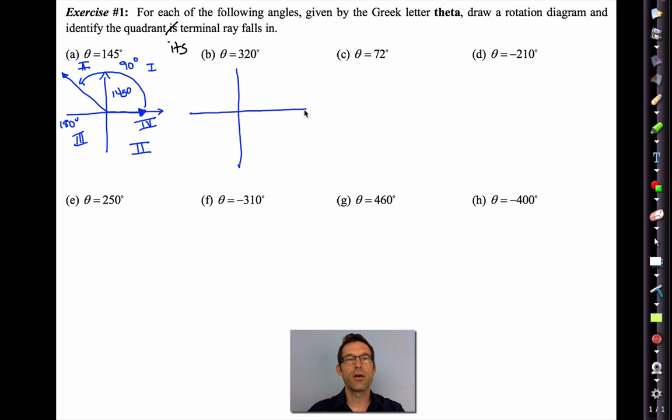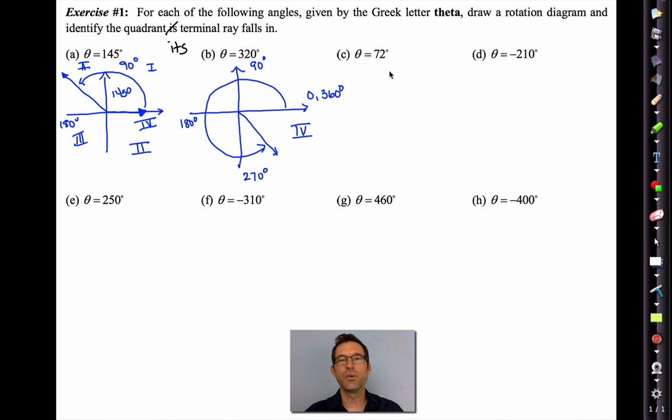I'm not going to draw the initial ray, but again, 0, 90, 180, 270, and 360. Those are important. 0, 90, 180, 270. This is assuming we're going counterclockwise, and 360. So 320 would look something like that. And then we throw in our little rotation like that, and we're in quadrant 4.